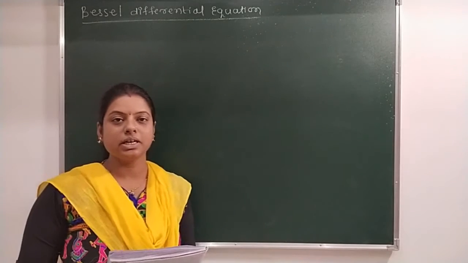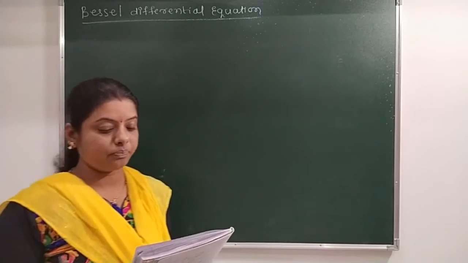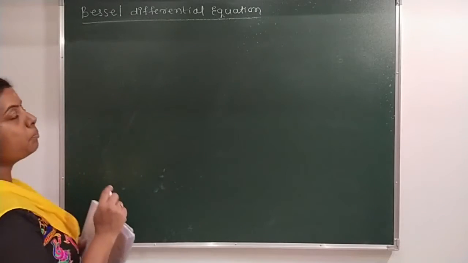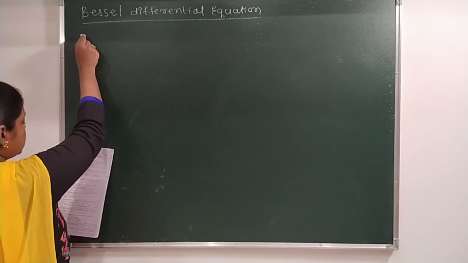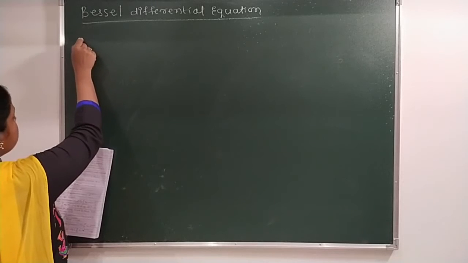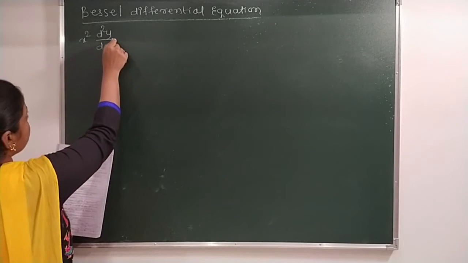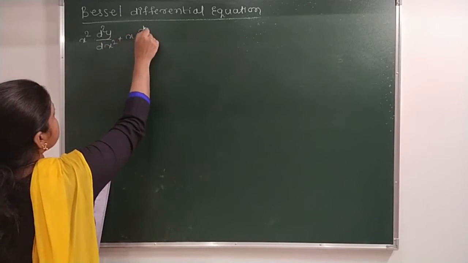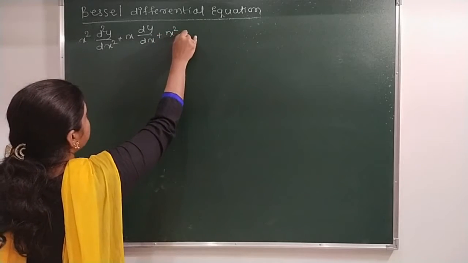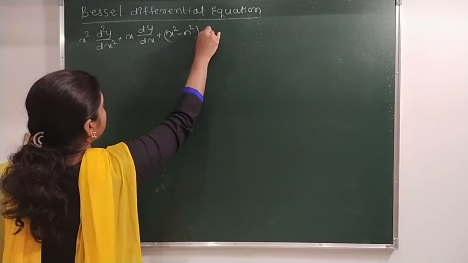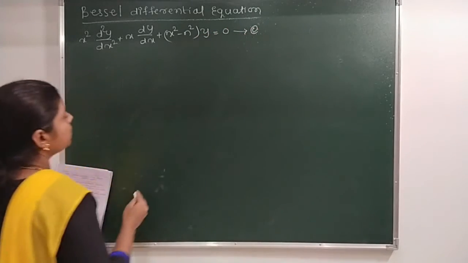Today we will study the derivation of the Bessel differential equation. The derivation is very important for your exam. See, the Bessel differential equation of order n is x square d square y by dx square plus x dy by dx plus (x square minus n square) into y is equal to 0. That we call equation number 1.